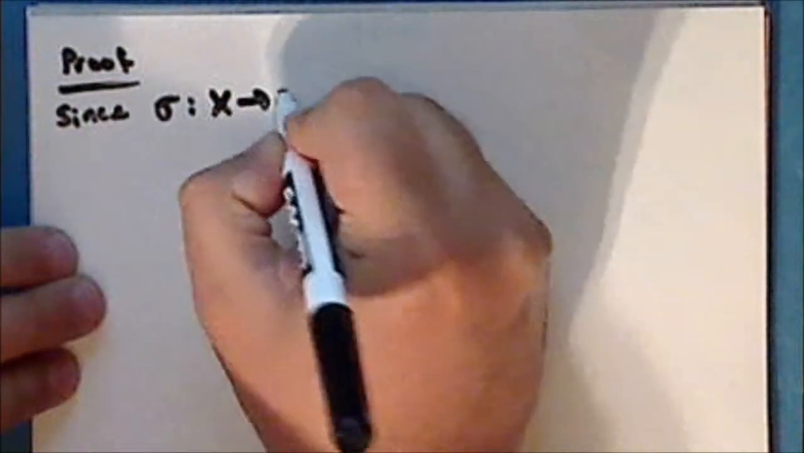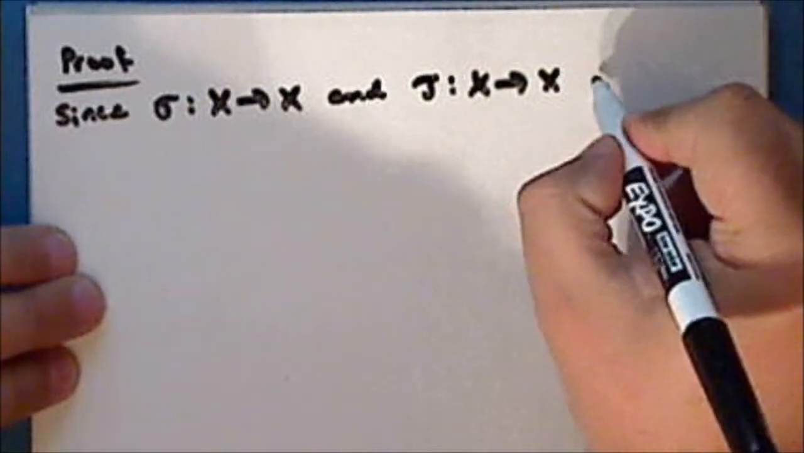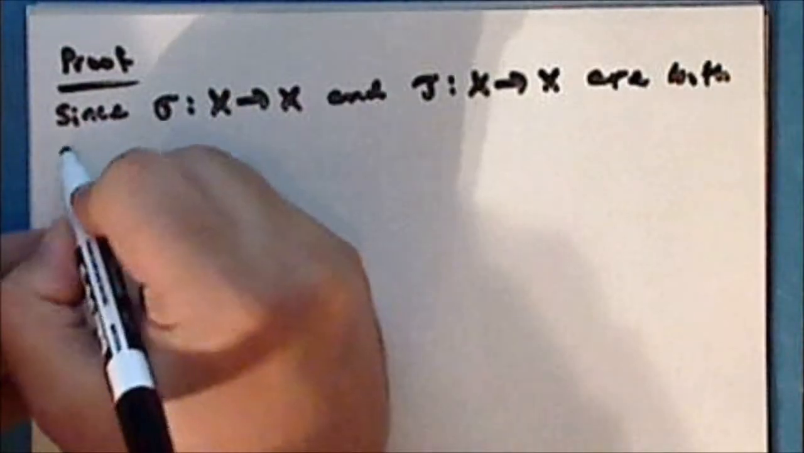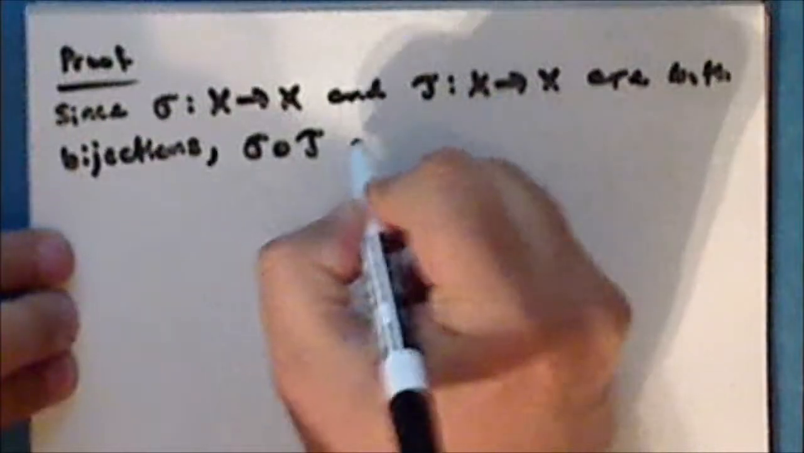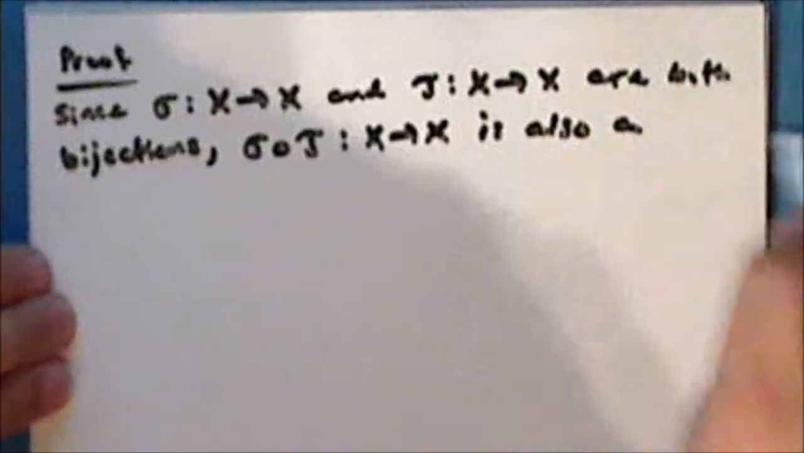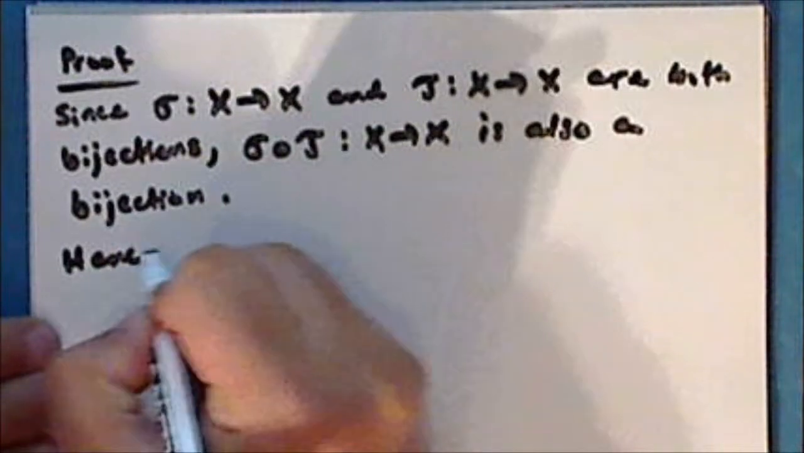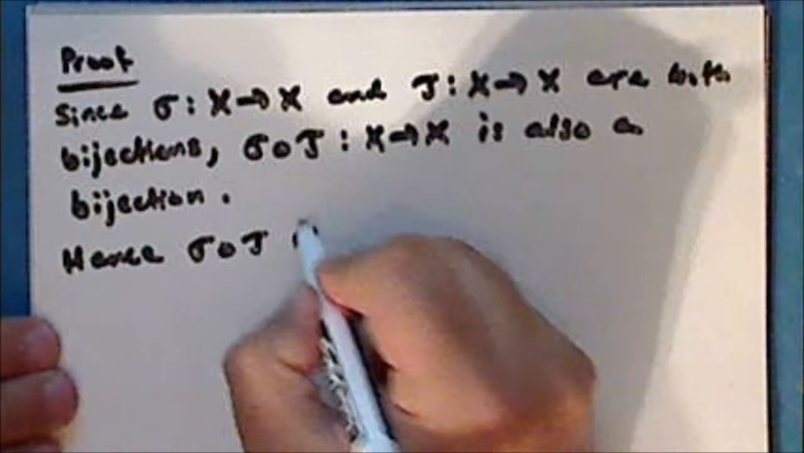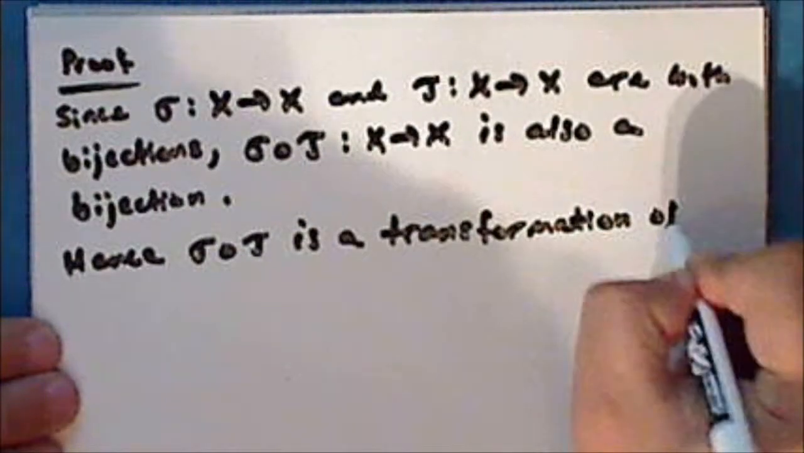So proof. Since sigma, which is a map from the set X back into the set X, and tau, which is a map from the set X back into the set X, are both bijections, the composition of sigma and tau, which is a map from the set X into the set X, is also a bijection. And hence the composition of sigma and tau is a transformation of the set X.